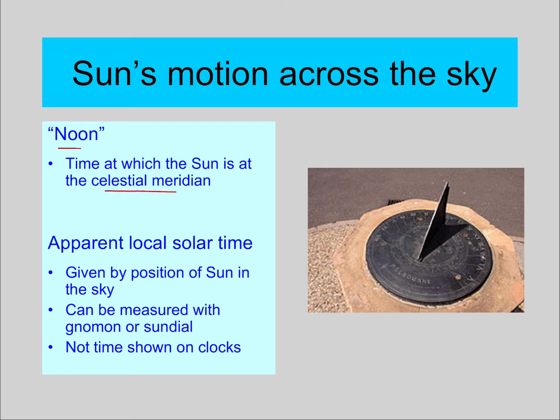Now, apparent local solar time is given by the position of the sun in the sky. So this is not using a watch, 2 o'clock, 3 o'clock, but using the apparent position of the sun. Normally this is measured with sundials. So here's an example. We don't use our sundials like this anymore, but you can see it casts the shadow, which would tell you the approximate time. And this is not the same as the time shown on clocks. Our digital clocks on our phones and smartwatches are thanks to satellites, so it's a little bit different than the sundial.